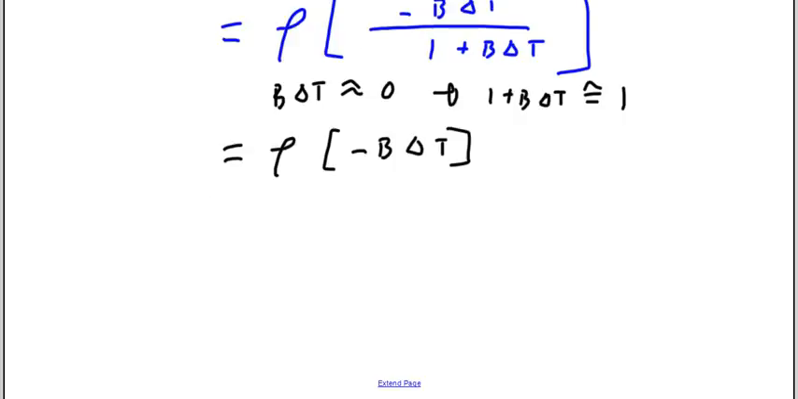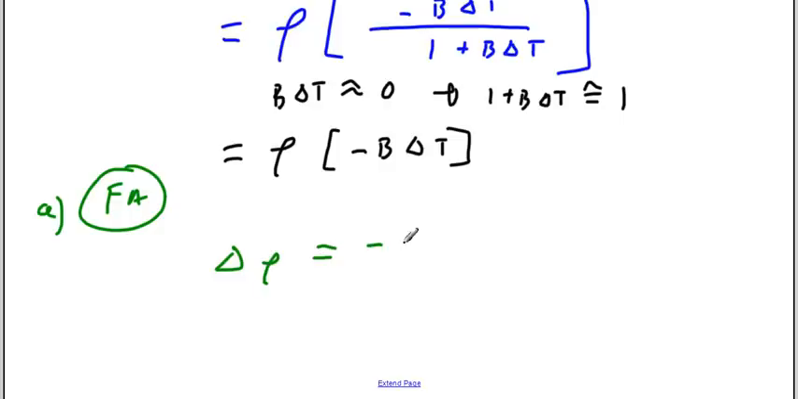So my final answer to part A is going to be the change in rho is going to be minus rho beta delta t. All right, so that's going to be my answer to part A. And now I'm going to start looking at part B.